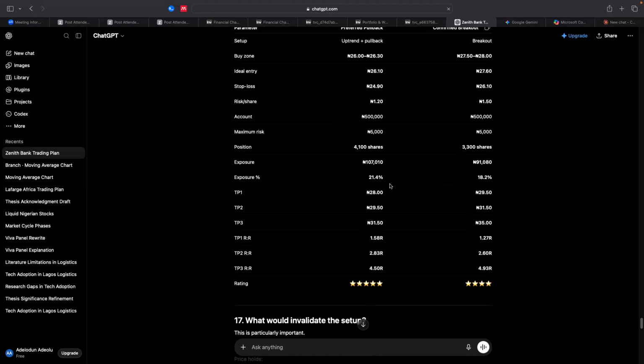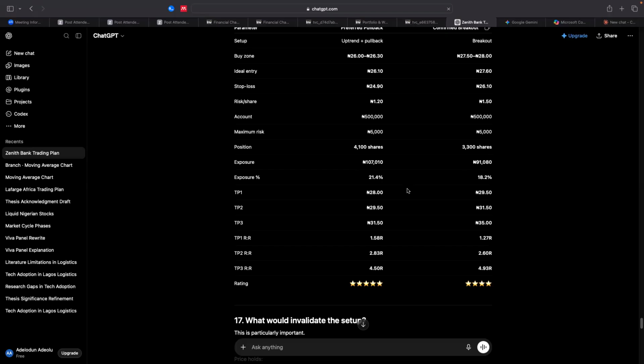And then the target that Gemini is proposing here is 26 naira 50 kobo. ChatGPT is proposing 28 naira for the first target, 29 naira 50 for the second, and the third is 31 naira 50. Gemini is proposing how much?